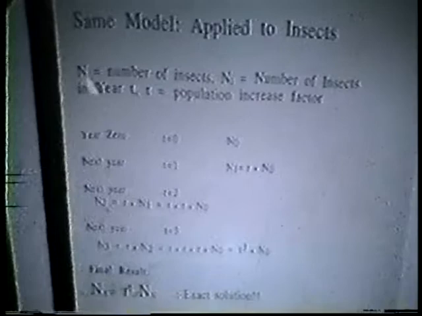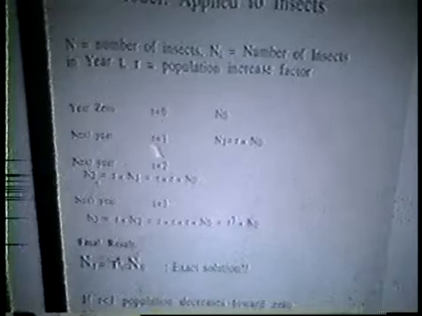Now, you can talk about insects in exactly the same way. You can apply precisely the same model to insect behavior, and what you say is that N_t is the number of insects in year t. Use N as a general symbol for the number of insects. You say R is the population increase factor. That is, in year zero, I might start out with N sub naught insects.